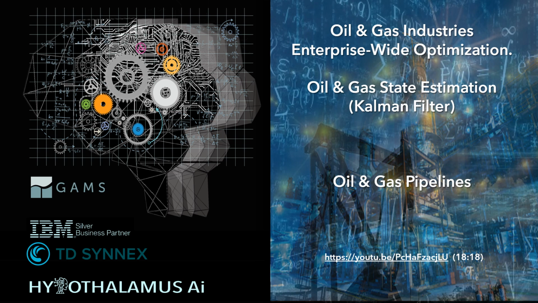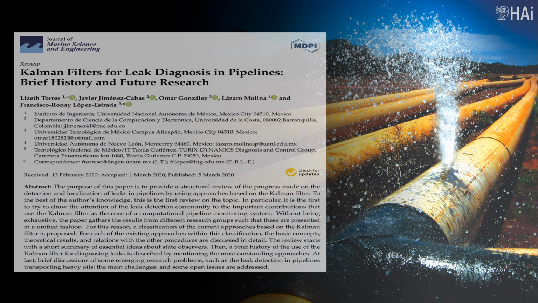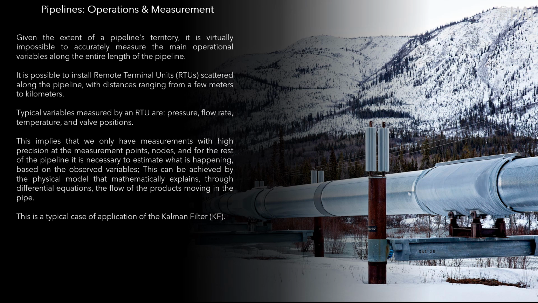Oil and gas state estimation, or Kalman filter, applied to oil and gas pipelines. This section is based on the article Kalman filters for leak diagnosis in pipelines, brief history and future research. Given the extent of a pipeline's territory, it is virtually impossible to accurately measure the main operational variables along the entire length of the pipeline.